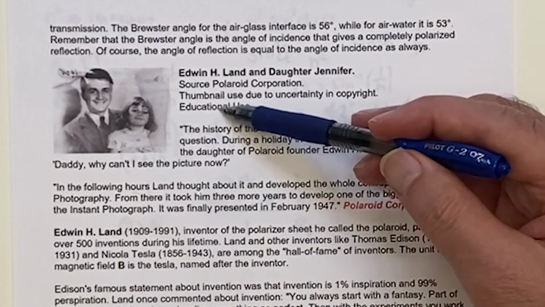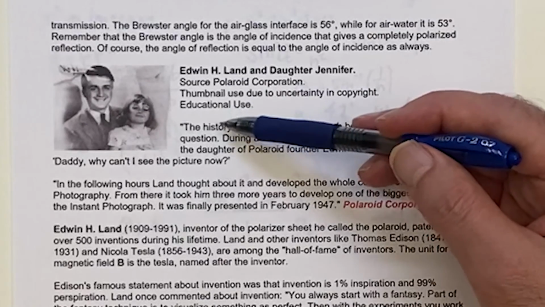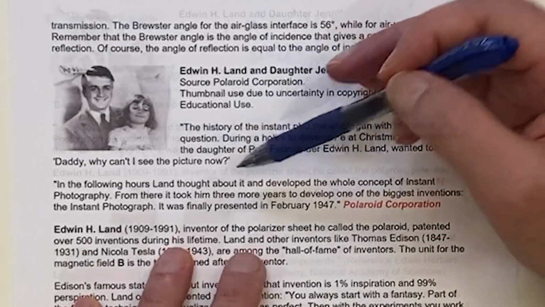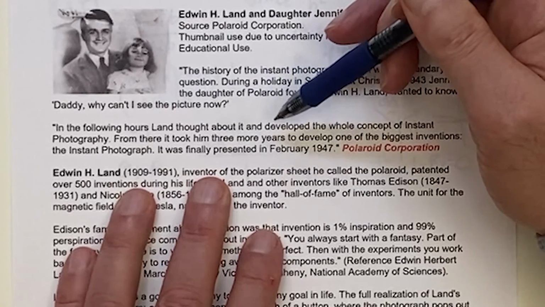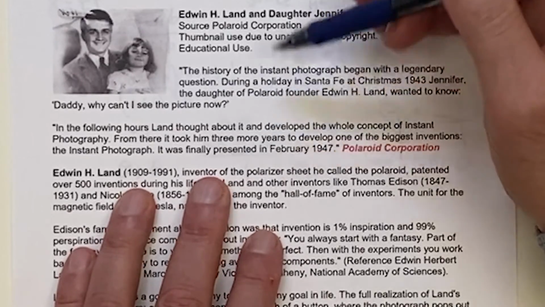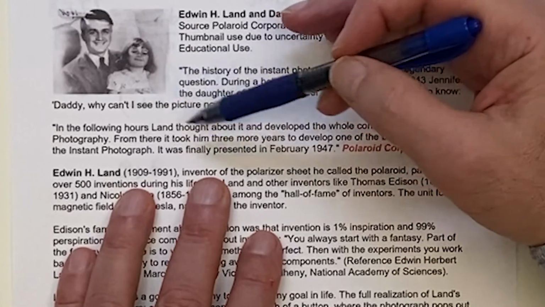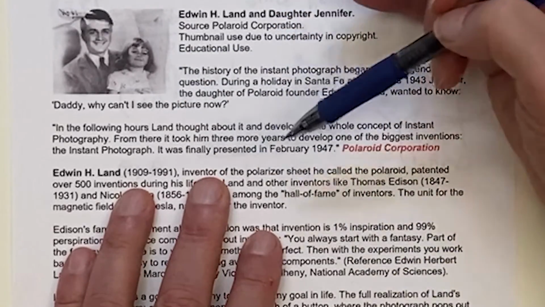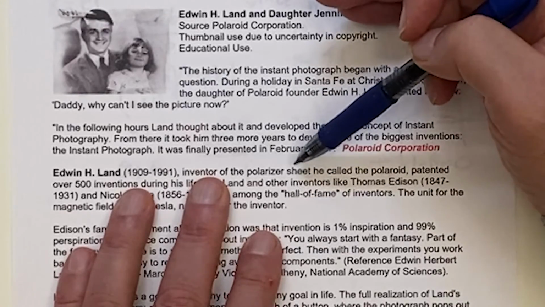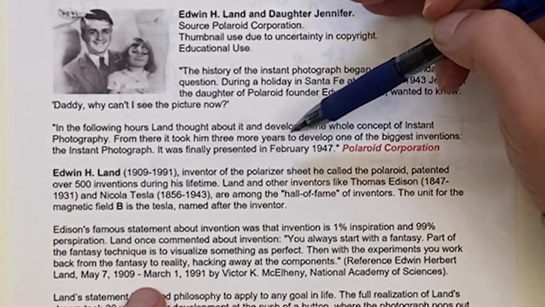But this inventor, when he was asked about invention, I like it when these inventors talk. Edison said invention was 1% inspiration and 99% perspiration. And here you can see with Land, in 3 hours, he gets inspired to invent the Polaroid, it was going to call it the Polaroid camera, an instant camera.